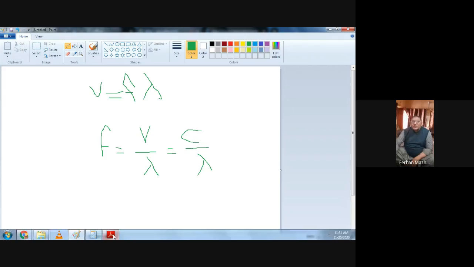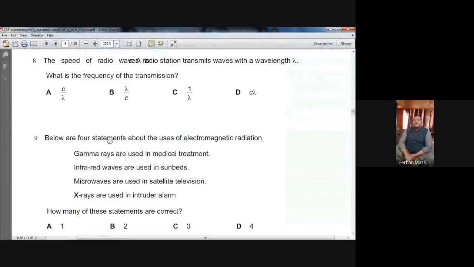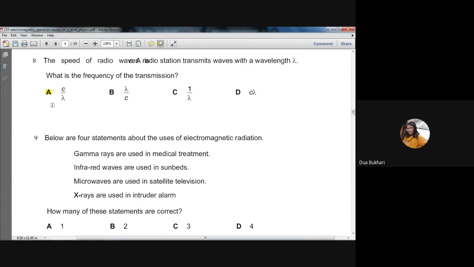Let me show you. So what is the choice? C is the speed of light, the speed of the electromagnetic wave. So C by lambda. So what is the choice? A is the choice.